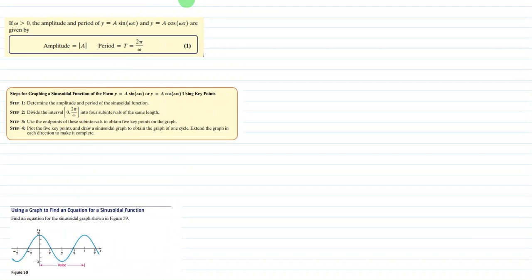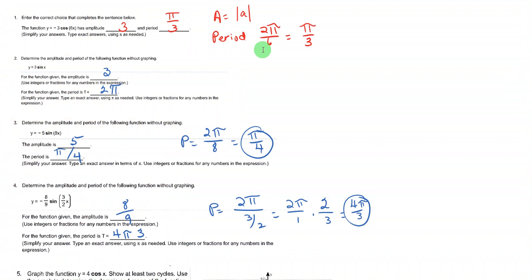All right, let's go look at our problem set and what you're going to have to do on the math lab homework. All right, here's number 1. Enter the correct choice. The function y equals -3 cosine 6x has an amplitude. Remember, amplitude is this number right here, and it's the absolute value of that number, so that will be a +3. And a period of, remember, period is 2 pi over the number in front of the x. So 2 pi over 6 reduces to pi over 3. So that's your period.